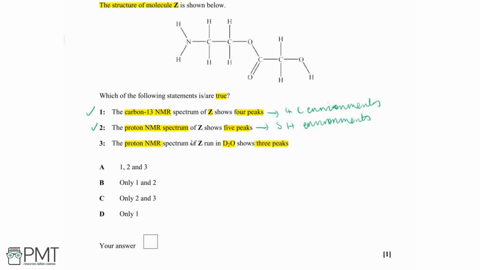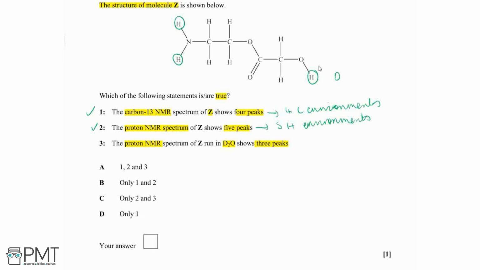So the last statement is that, same again, proton NMR spectrum, but this time run in deuterated water. So this is D2O, an isotope of hydrogen here is known as deuterium, and it's heavier. And when we run our spectrum in D2O, any hydrogens which are bonded to either an oxygen or a nitrogen, so these different environments here, will be replaced by a deuterium atom. And deuterium does not show up in NMR spectra for proton NMR, therefore the peaks for these environments will disappear.